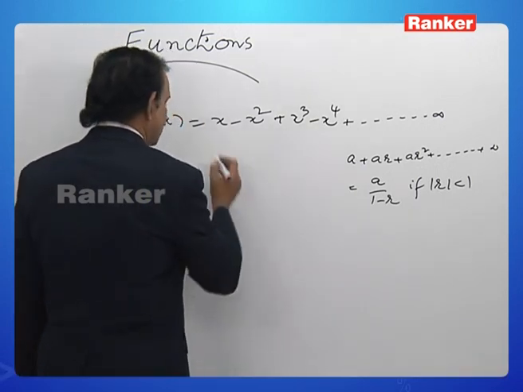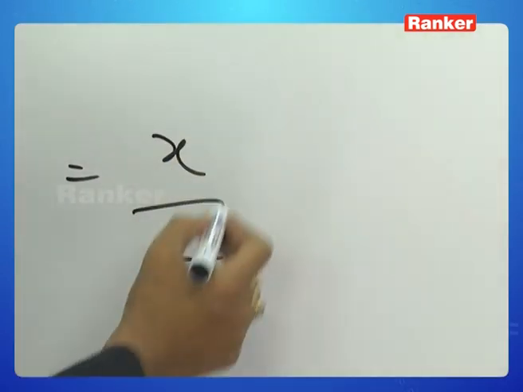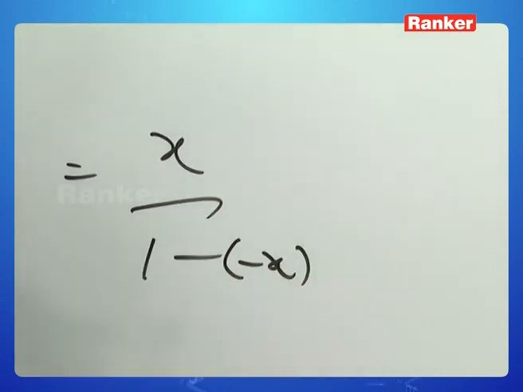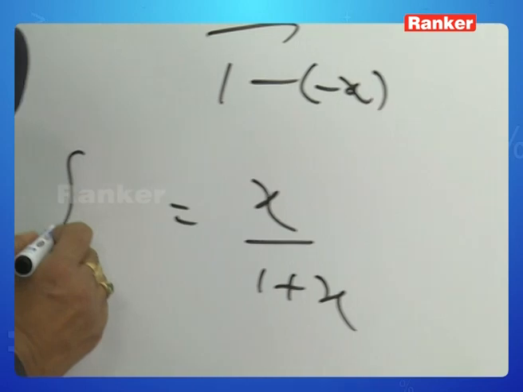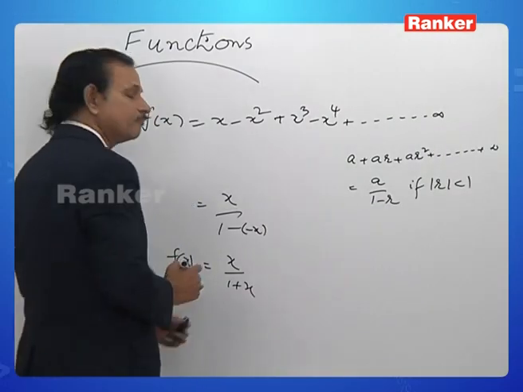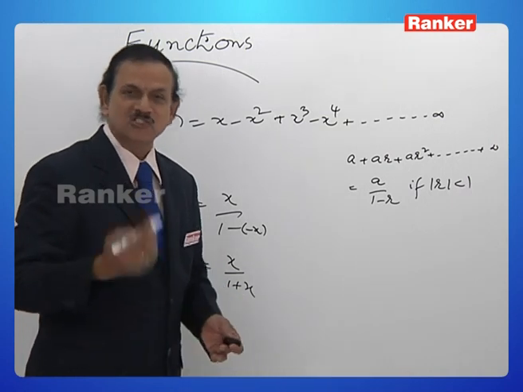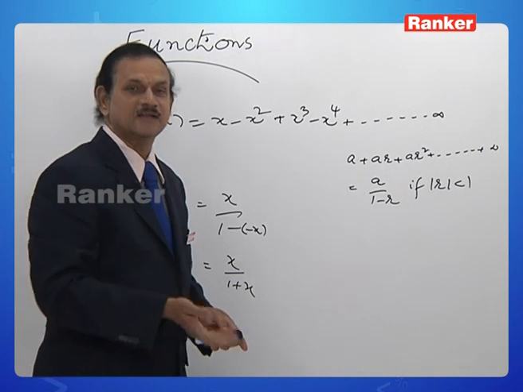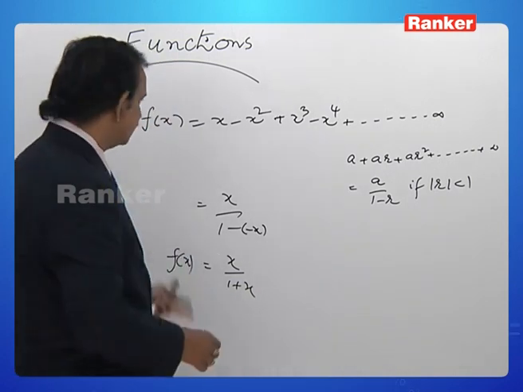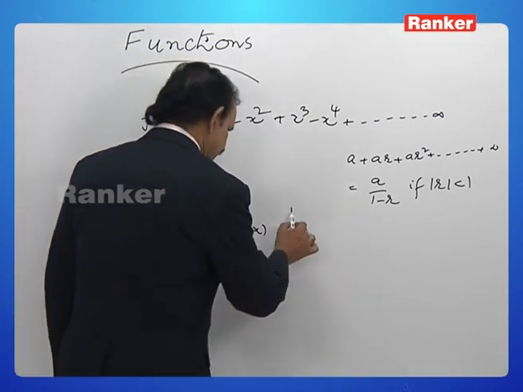What is the first term? x by 1 minus, what is r? Common ratio minus x. So, this is x by 1 plus x. This is f of x. But we require to have f inverse of x. How to find f inverse of x? Let us recall the procedure. This is f of x only, right? What is f inverse of x?